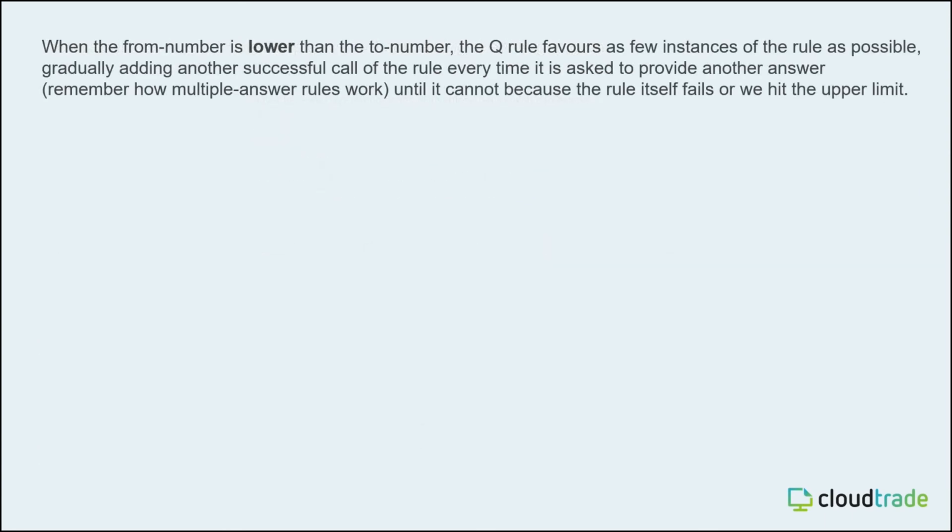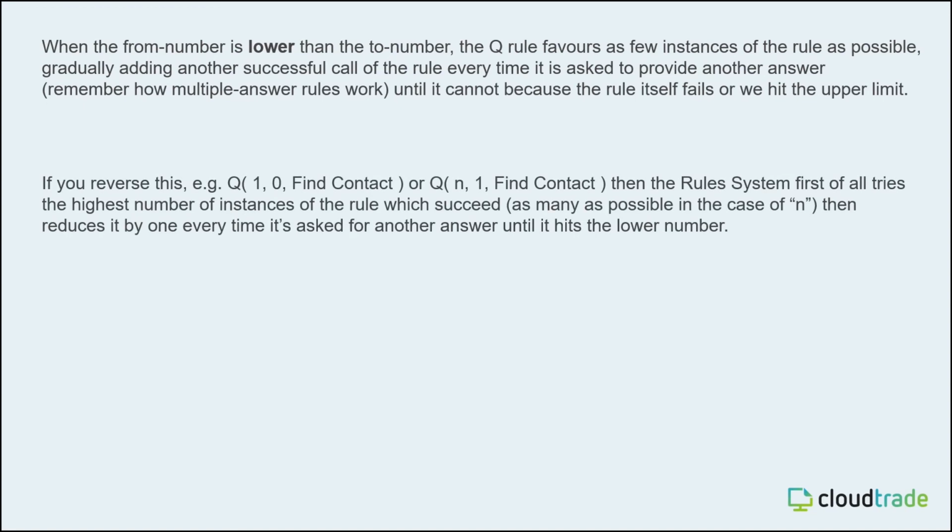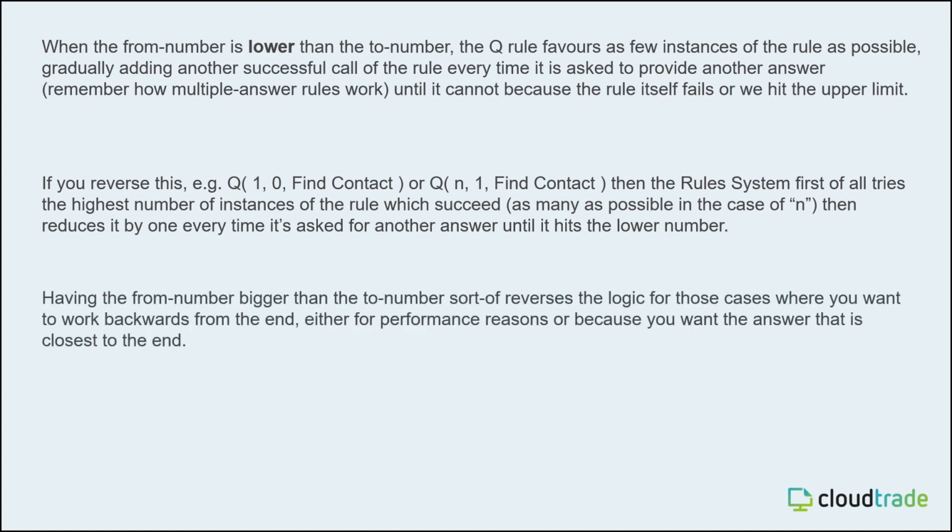When the from number is lower than the to number, the Q rule favors as few instances of the rule as possible. So it starts with the upper bound, and then as you ask it to retry, it starts trimming away more and more of those repeated rules. So if you go from Q10 contact to Qn1 contact, then the rule system will try and find contact as many times as it can. It'll then run the subsequent rule, and if that fails, it'll come back and trim one away. So it sort of allows you to go backwards, coming back from the end.